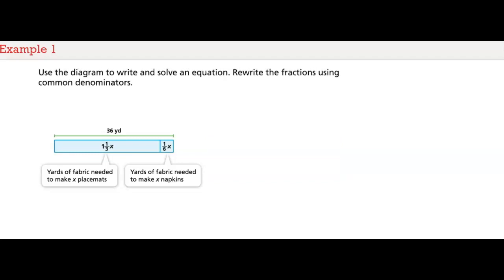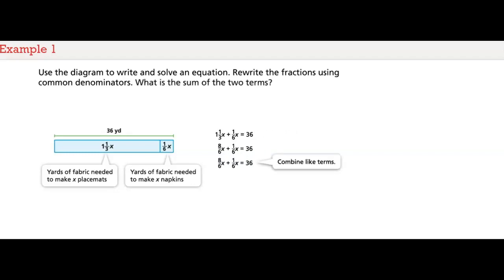Now use the diagram to write and solve an equation. The diagram shows that 1 1/3 x plus 1/6 x is equal to 36, the total number of yards of cloth. Convert to like fractions. 8/6 x plus 1/6 x is equal to 36. Because the two terms are like terms, we can combine them. What is the sum of the two terms on the left side of the equation?